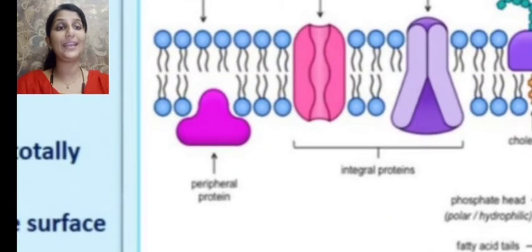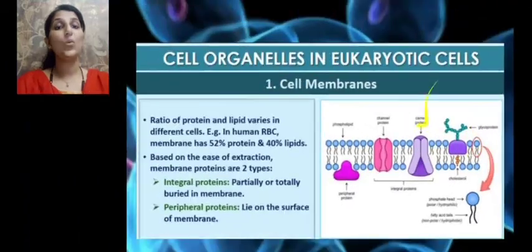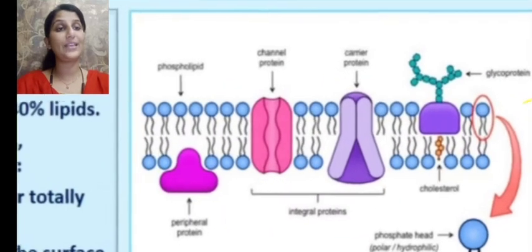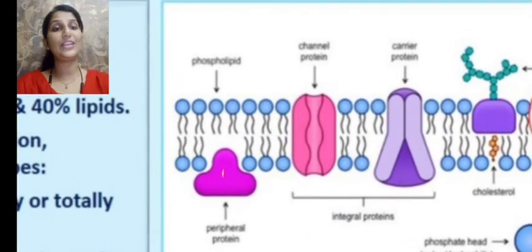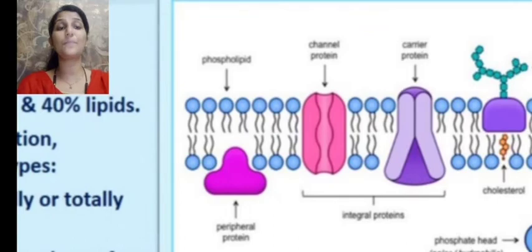We can see these are the integral proteins. Whereas those proteins which lie on the surface of the membrane are called peripheral proteins. These are the peripheral proteins which are seen to this side. These are the peripheral proteins.